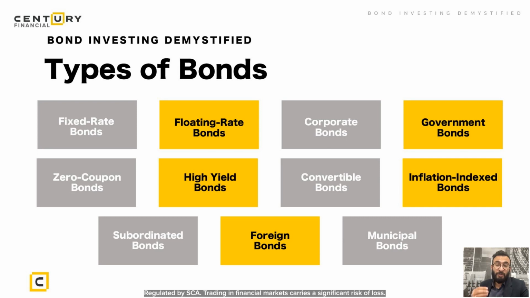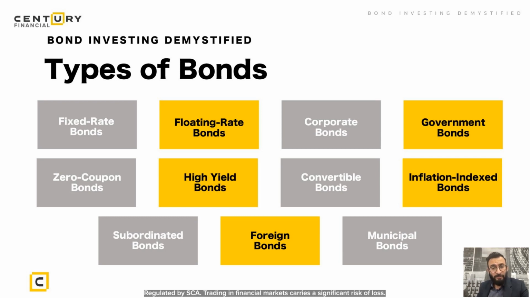Then there are something called inflation indexed bonds. What are inflation indexed bonds? These are bonds where the coupon or the interest rate of that particular bond matches the consumer price index or the inflation index. As inflation goes up and down, the interest rate you receive on your bonds also goes up and down. So that keeps your investment protected from inflation. So those are called inflation indexed bonds.